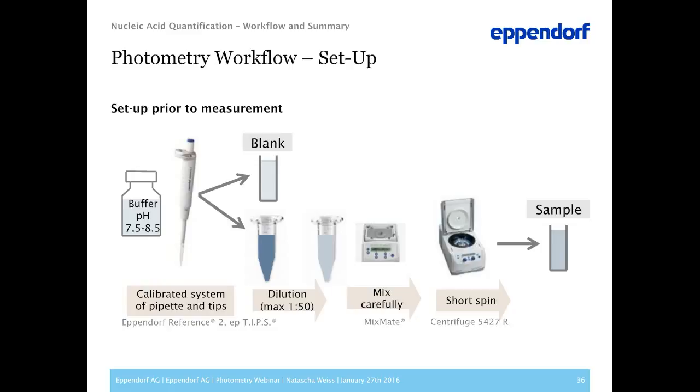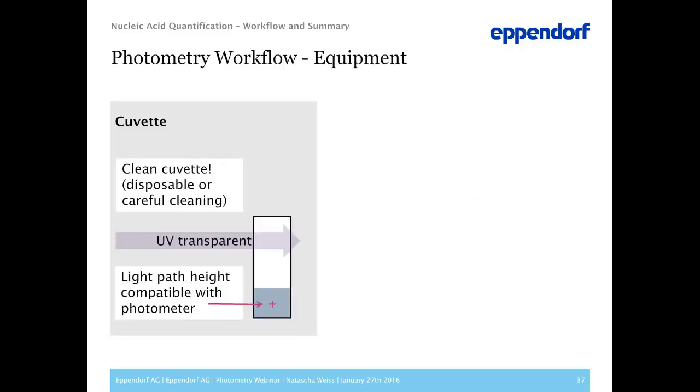For blank and sample, the same solvent has to be used. Suitable is a slightly alkaline buffer like Tris, since also the pH value can affect sample readings. Avoid dilutions higher than 1 to 50, since they result in a higher error probability. After dilution, carefully mix the sample, if required, in combination with a short centrifugation step.